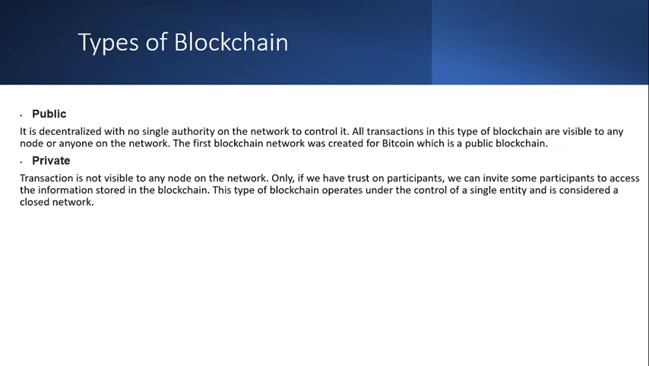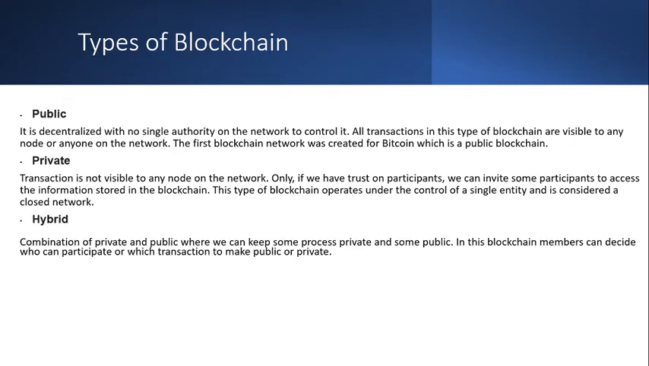The second blockchain type is a private. Transactions are not visible to every node on the network in this type of the blockchain. Only if we have trust in the participants, then we can invite some participants to access the information stored in the blockchain. This type of the blockchain operates under the control of a single entity and is considered a closed network.